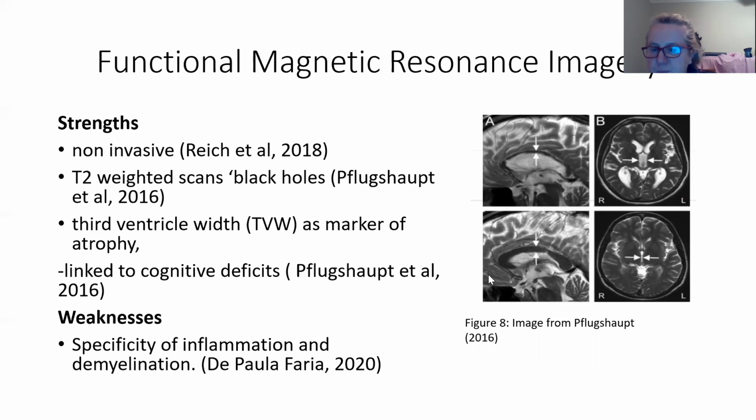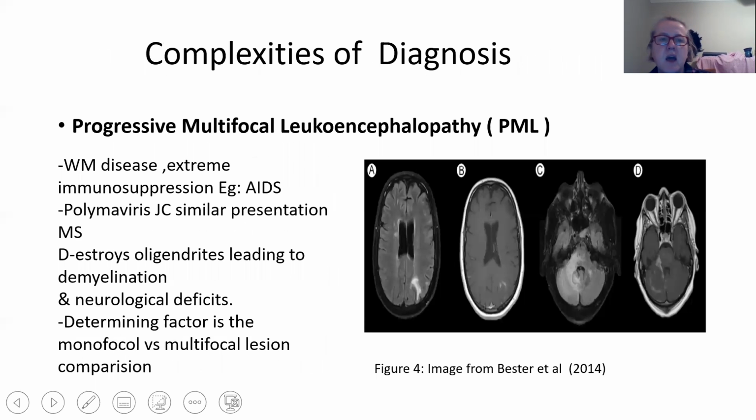That's an MS sufferer's brain, but below you have a normal brain, and you can see the differences between the third ventricle width here. And the premise is that it's taking up space in the brain that could be used for other demands. It has been linked to cognitive deficits. The weakness of using fMRI is that it lacks specificity, and that's been identified in De Paula Faria in 2020.